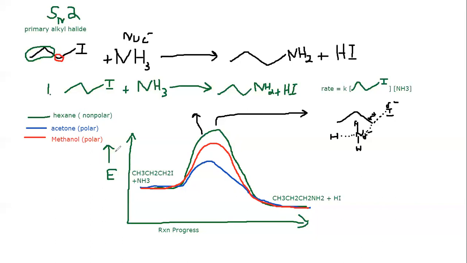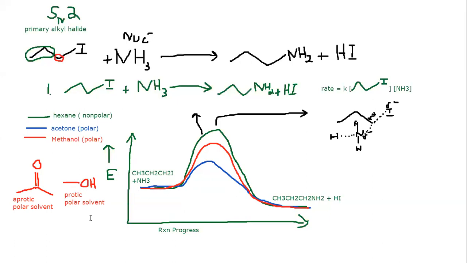use acetone. And the reason is if I draw you the structure of acetone, and I draw you the structure of methanol, the difference is that acetone is what we refer to as an aprotic polar solvent, meaning it can't hydrogen bond with itself, whereas methanol is what we refer to as a protic polar solvent, which means it can hydrogen bond with itself.